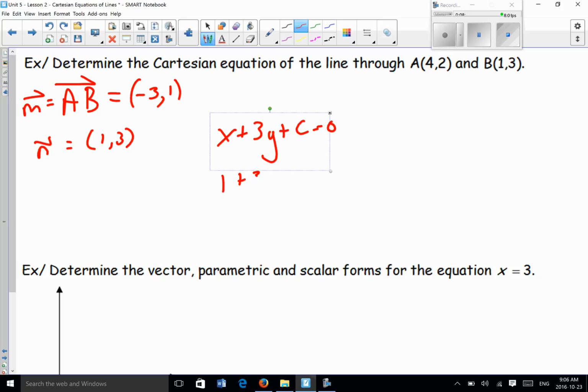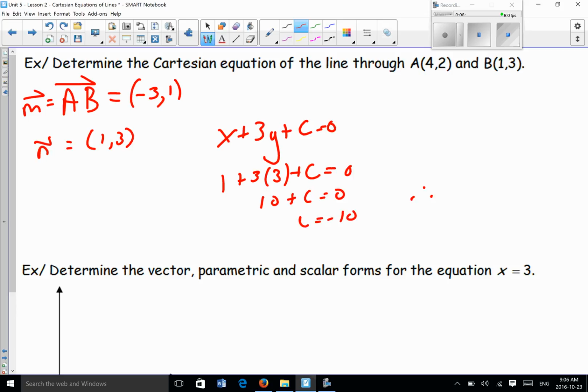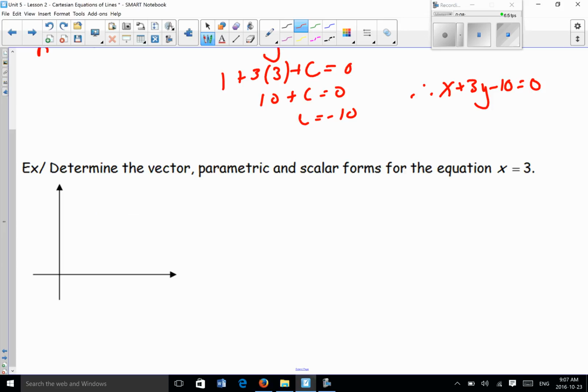So 1, 3 times 3, so I'm going to get 10 on this side. So c is -10. And my Cartesian would be x plus 3y minus 10 equals 0. Okay, hopefully you got that one. Take a look at the next one.